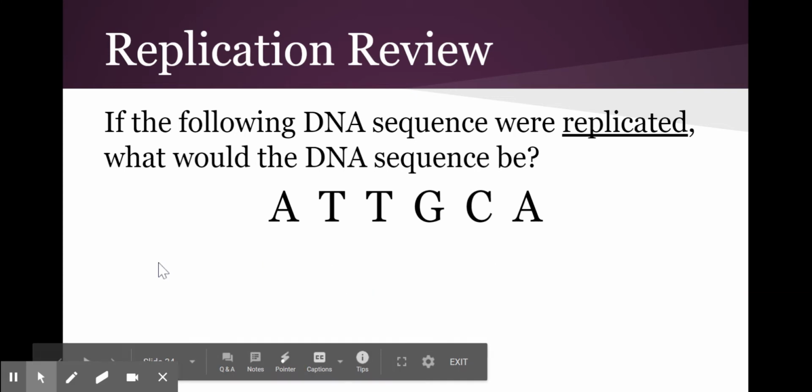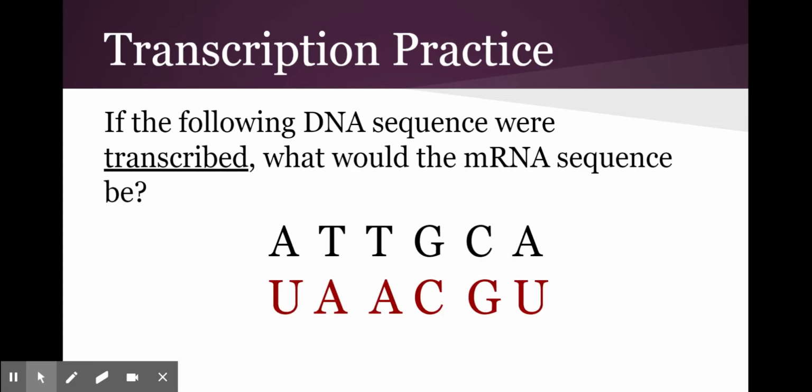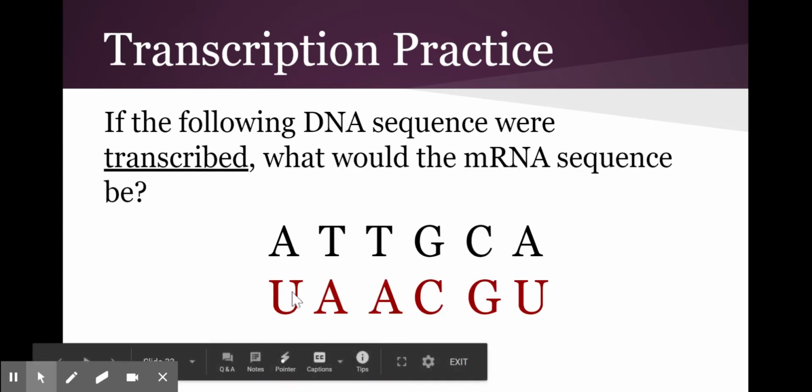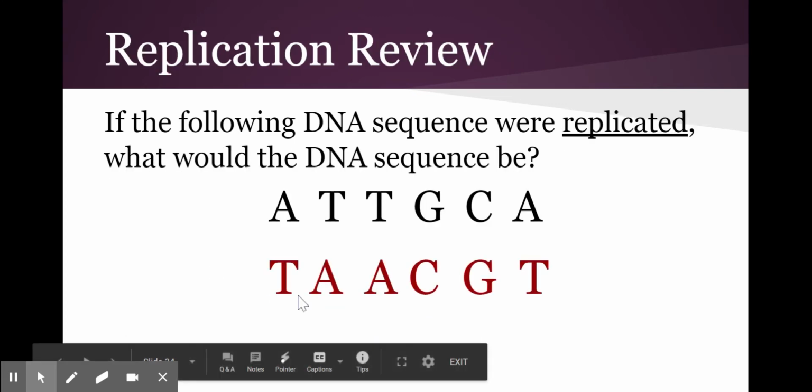Now, a quick and easy way to do this is if you look at the difference between your transcribed sequence and your replicated sequence, it really is just swapping out T's and U's. U's are found in RNA, T's are found in DNA.